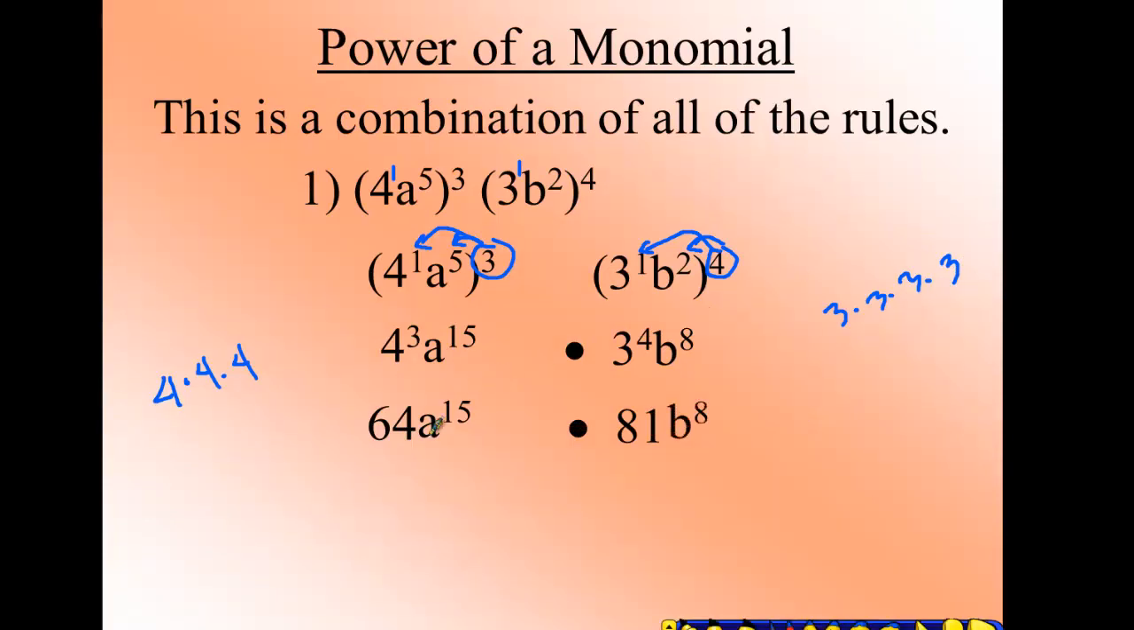So I have here a monomial times another monomial. Multiply first your coefficients. 64 times 81, and that's 5,184. Bring down a15 and then bring down b8. Now note that we have here two different bases, so we cannot add 15 and 8. Our answer will be 5,184, a raised to 15, b raised to 8.